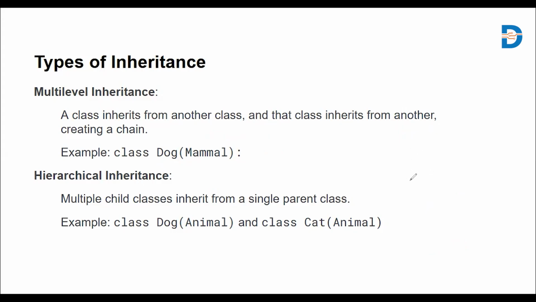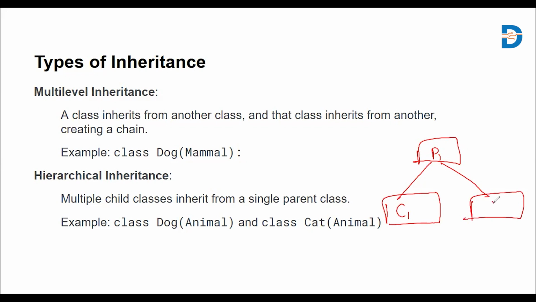Then we have hierarchical inheritance, where one parent class has multiple child classes. If this is a parent class, it will have multiple child classes. It might be two, three, or four. Here you can take a look at an example. Dog is a child class, and cat is also a child class, inheriting the properties from the parent class. This is how hierarchical inheritance looks like.